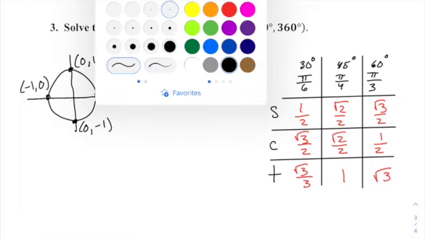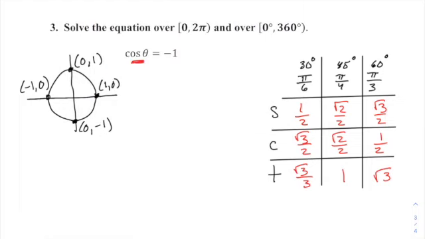And when you say cosine, we're saying, when is cosine -1 on this circle? Remember that cosine is the x-coordinate and sine is the y-coordinate, right? X before y, c before s. And so when is the x-coordinate -1? That is at one location only, and that is right here. And so that angle is 180 degrees in degrees, or pi in radians.